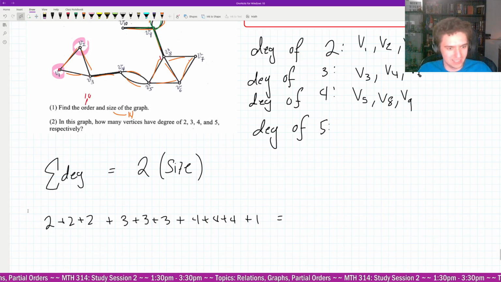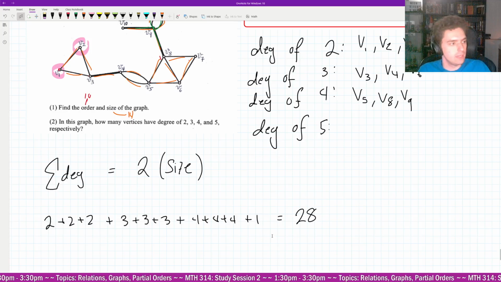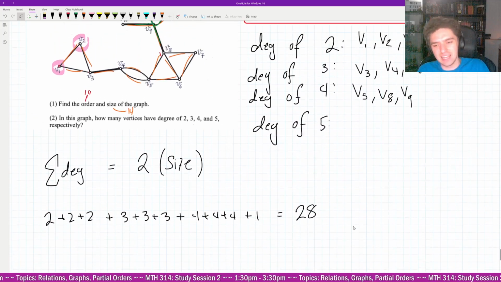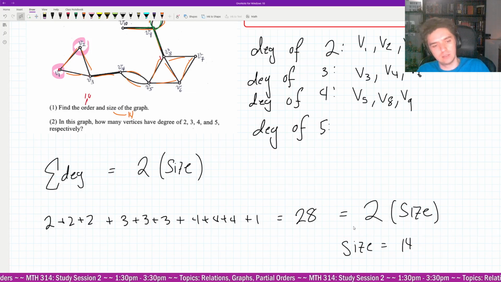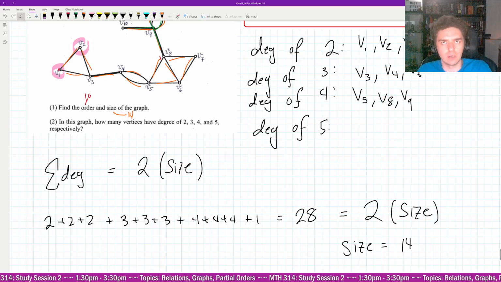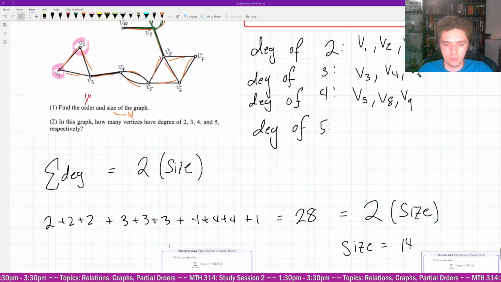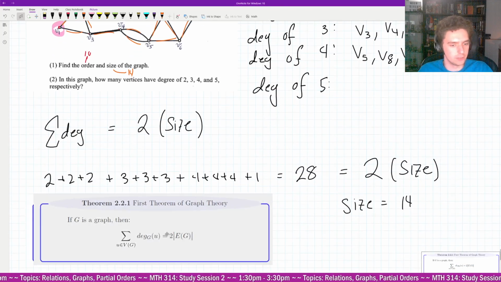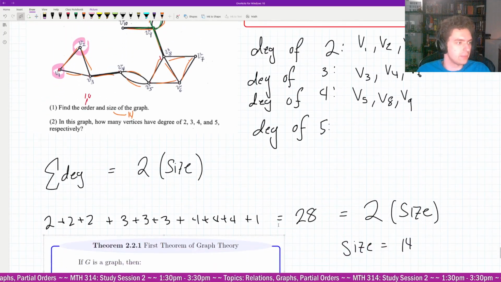Okay, I guess I won't use my calculator. So 5, 10, 15, 20, 28. So this is 28, right? Yeah, thank you. And then that is equal to 2 times the size, right? So the size is going to be 14. I'm just using the theorem that we learned. The only theorem we have for graphs is this. Yeah, exactly. Okay, that makes sense. Good. I'm happy.